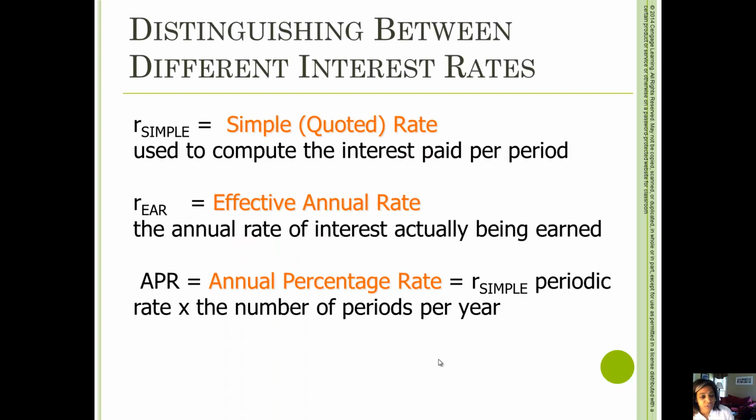Let's get some terminology straight. We've been talking about quoted rate, so that's just a simple rate. But the effective annual rate is what you're actually earning. The simple or quoted rate is only correct, or what you're actually earning, if you're only getting interest once per year. And then the APR is going to be that simple rate, the simple periodic rate, times the number of periods per year. So if I took my simple rate and divided it by 12, then that would give me a simple periodic rate.